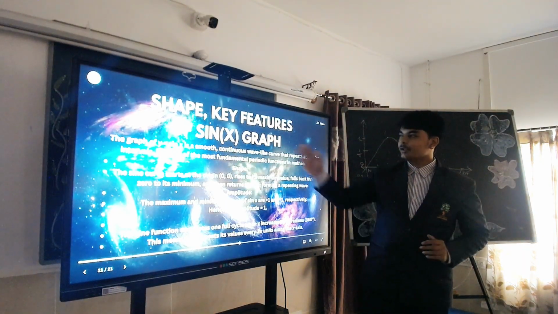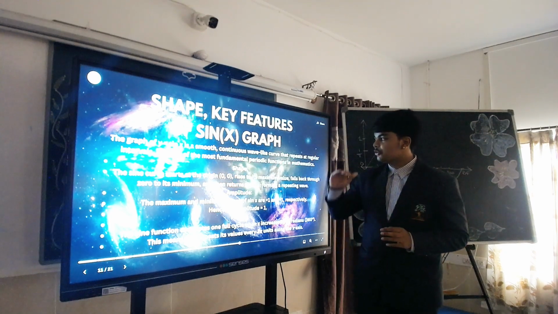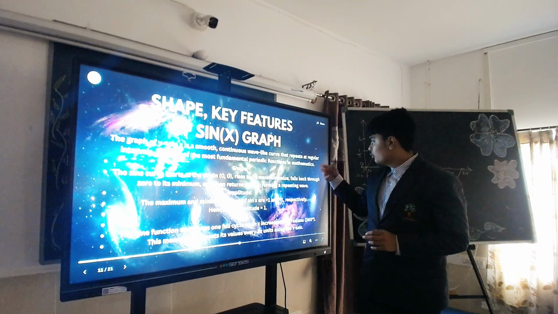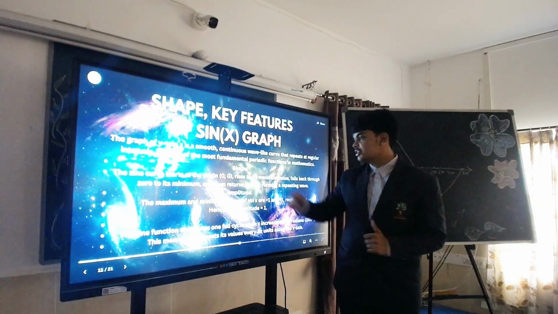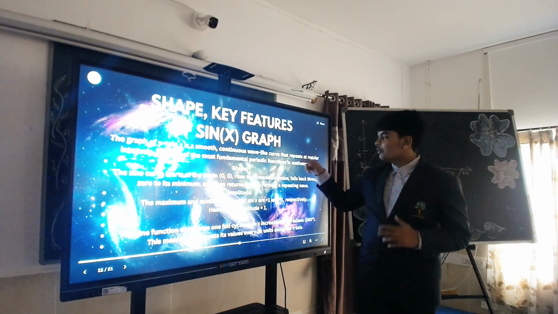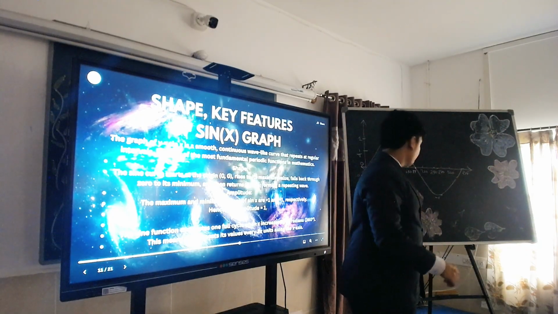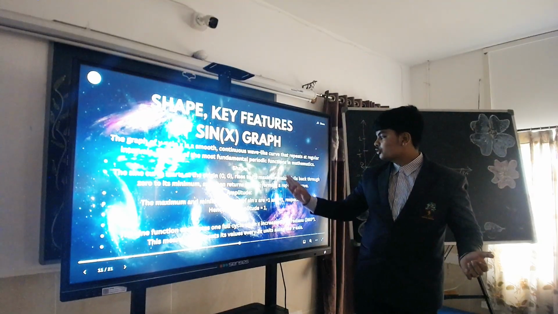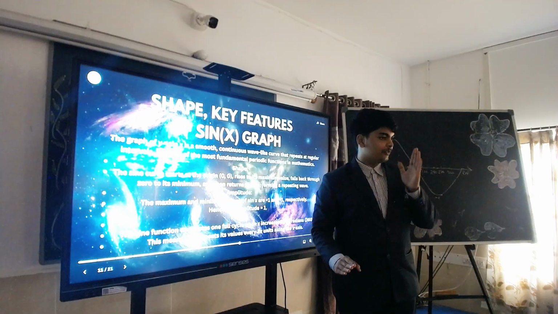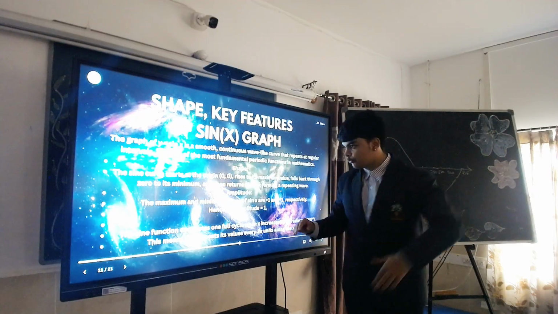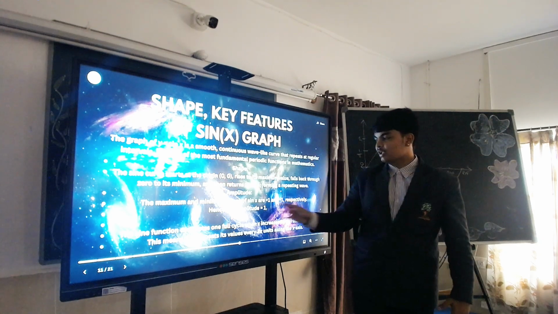Next we have the shape and key features of the sine x graph. The graph of y equals sine x is a smooth, continuous wave-like curve, like a sine wave. It repeats at regular intervals, going up and down. It's the most fundamental periodic function in mathematics. Its shape: the sine curve starts at the origin, 0, 0. Later it goes to its maximum value, that is 1. It goes down after its maximum value of 1, then down to 0. Then again it goes further down, and its minimum is minus 1, then again it goes to 0.